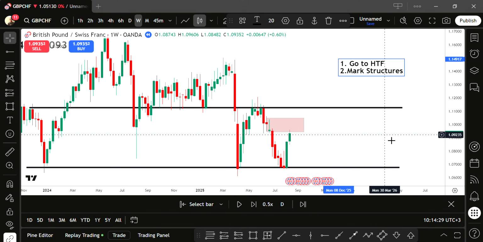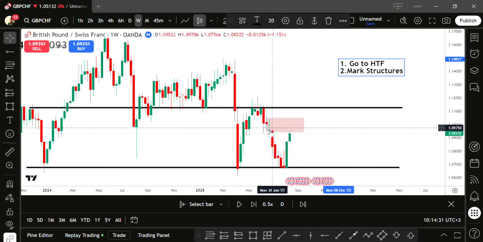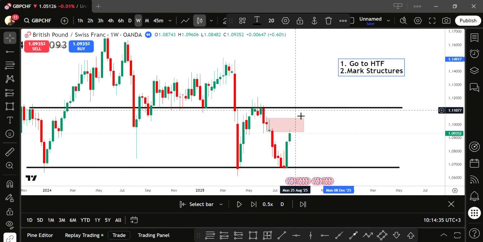And why am I looking to sell? It's because we're approaching a supply zone and there is a previous resistance. So that's why I'm talking more about selling than buying, though the price is in the middle of nowhere. And that is how I build my narrative on the high time frame. Good. What is the next rule?